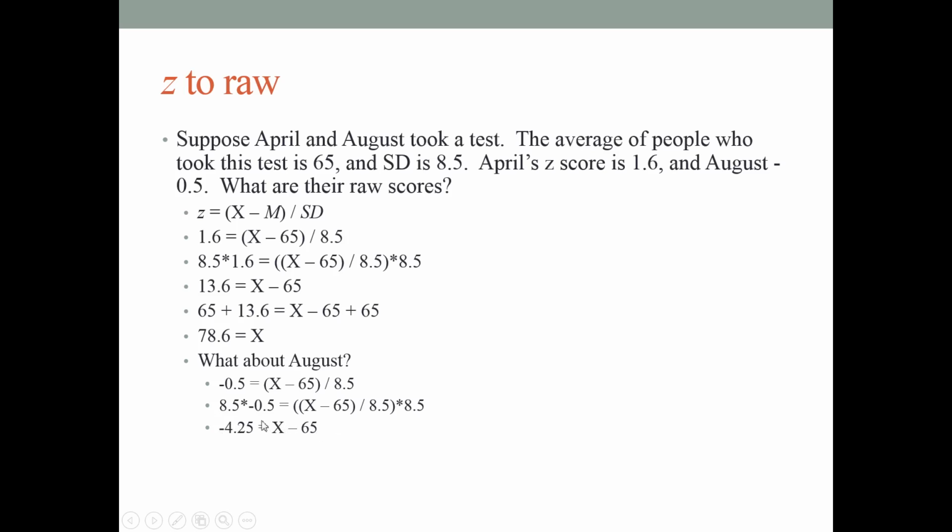So we add 65 on both sides to get rid of this 65. Now these two numbers added together equal x. The answer is 60.75.